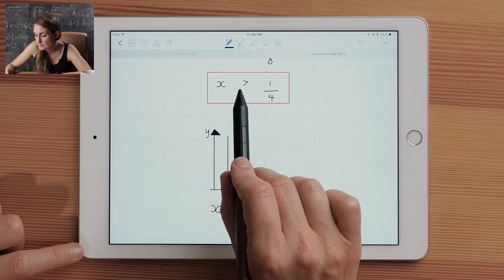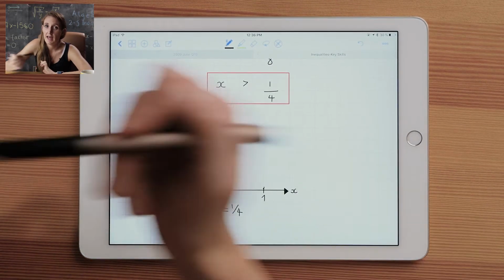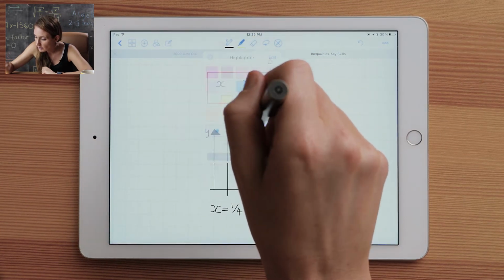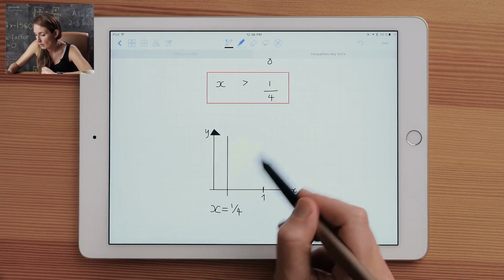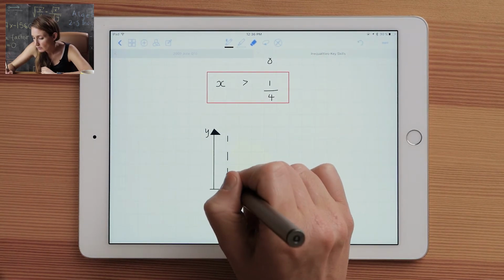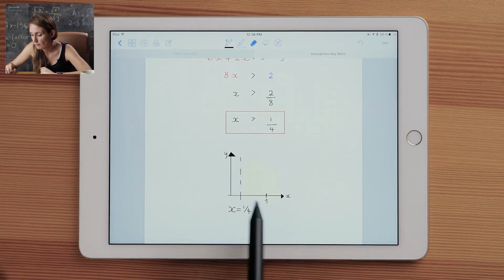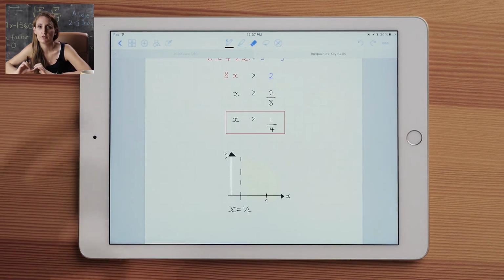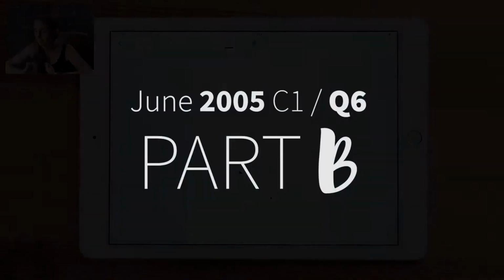Now, x is bigger than 1 over 4. Remember, less than is to the left, so bigger than has to be to the right. So I'm going to shade all of the area here to the right of the line. As it's a bigger than and not a bigger than or equal to, I'm just going to have it as a dotted line. Okay, so that's the answer here: x is bigger than 1 over 4. And I've drawn a little diagram here that's going to help us with part C later on. Stay tuned for part B.